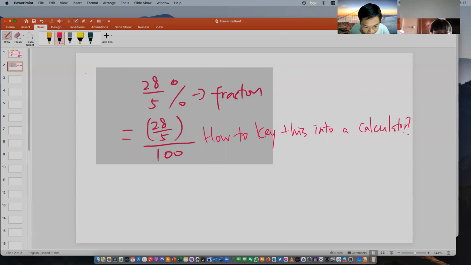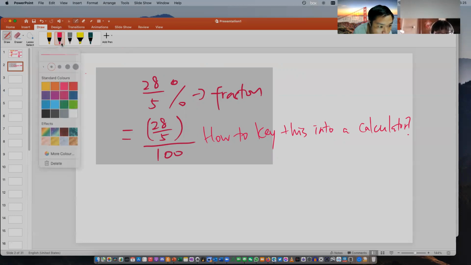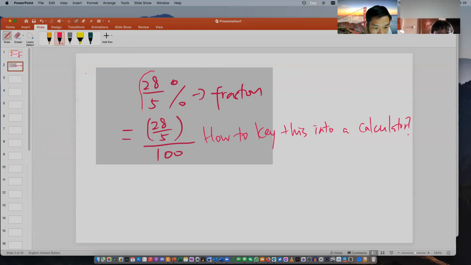Before I talk about how you can key this into your calculator, let me ask you a question here. Basically, you are given this 28/5%, right? So your first step is you convert this into a fraction first. Can I ask you, why do you need to put a bracket here? Because that's the fraction. Then how come below I never put a bracket?